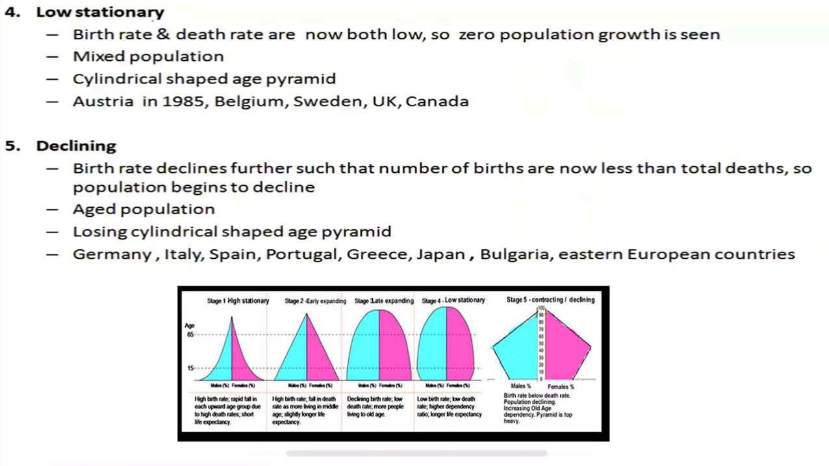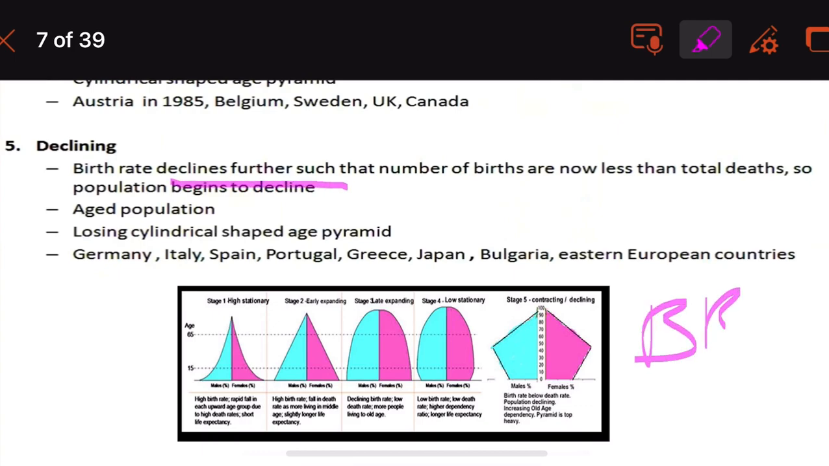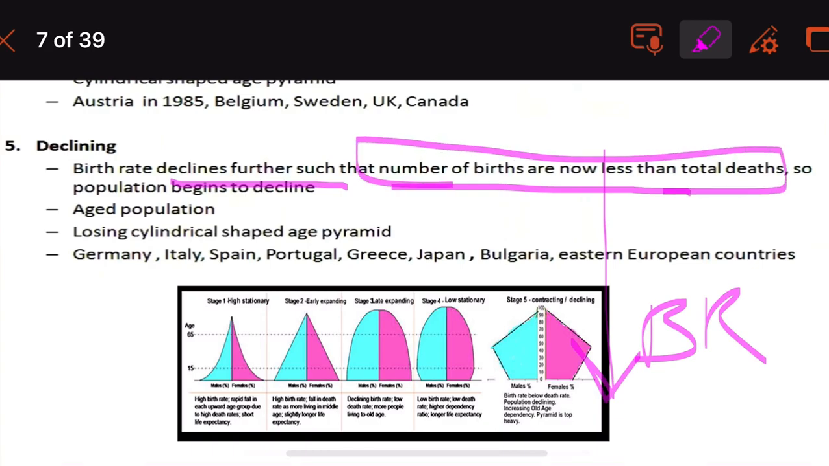Now we move on to the last transition phase, that is declining. So what's happening in declining? In declining, birth rate declines further. Birth rate is declining further, such that the number of births is now less than total deaths. So we see that death rate is 10 and the birth rate is just 1.